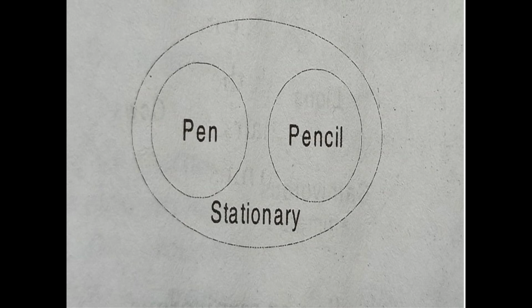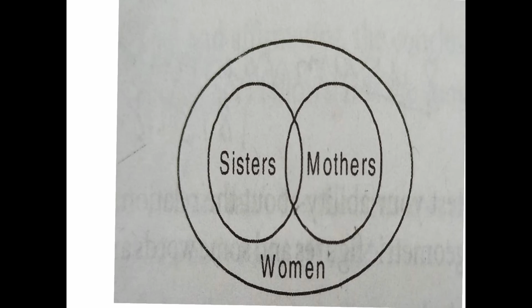Type 3, relationship between pen, pencil and stationery. If two different items are completely related to the third item, then the diagram will look something like this. Since pen and pencil are nothing but stationery, which is the common group, and pen and pencil belong to the stationery, hence the diagram shown is perfect.